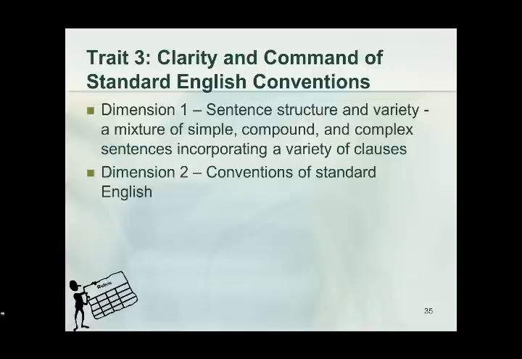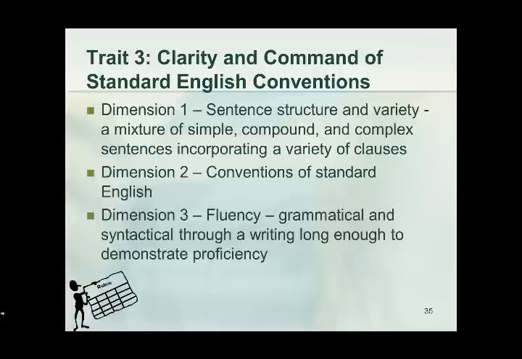There are a number of different things that are listed, but you'll want to take a look at those. And then as we continue on, we have that fluency, whether we're grammatically and syntactically correct as we move through, which shows that proficiency. And take a look at that phrase there, through a writing long enough. Long enough meaning if I only have a few sentences, and in those few sentences I have a bunch of quotes, it's going to be hard to evaluate my writing for trait 3 because I'm not using my words and my understanding. So I have to be cognizant of that.